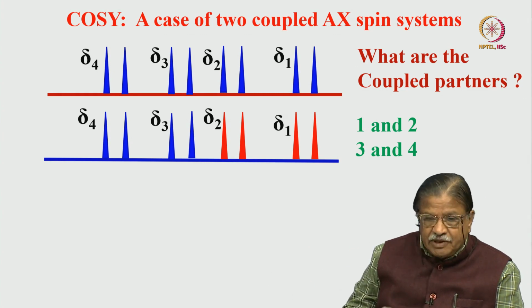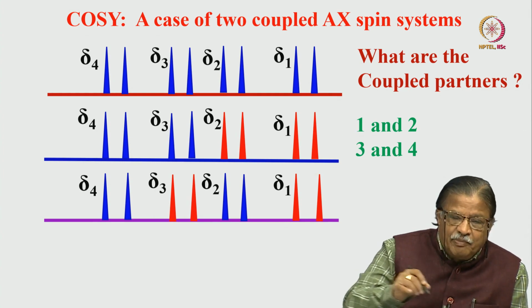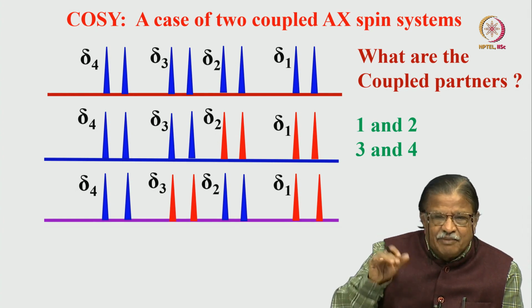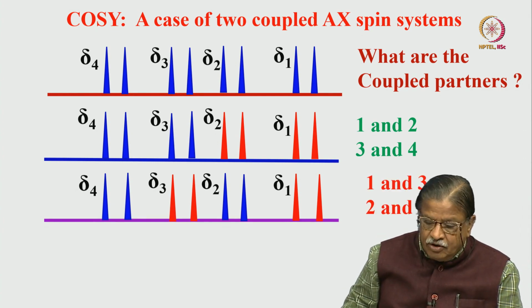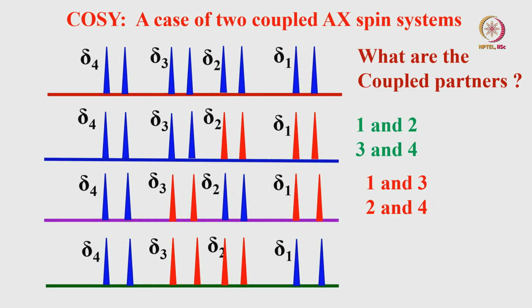What are the other possibilities? There are 2 other possibilities. One is that 1 and 3 could be coupled partners. These 4 peaks may be coming from one molecule, and these 4 peaks may be coming from the other molecule. That is also possible. So 1 and 3 are coupled, giving rise to 4 peaks, and 2 and 4 are coupled, giving rise to 4 peaks. Then the next possibility: 1 and 4 are coupled, giving a 4-line pattern, and 2 and 3 protons are coupled. So there are 3 ways we can think of coupled partners in 2 molecules.